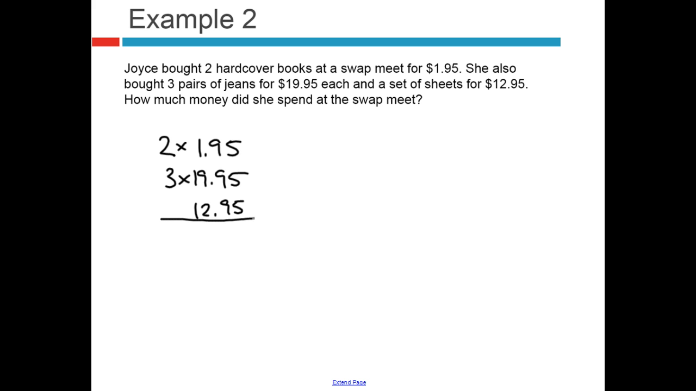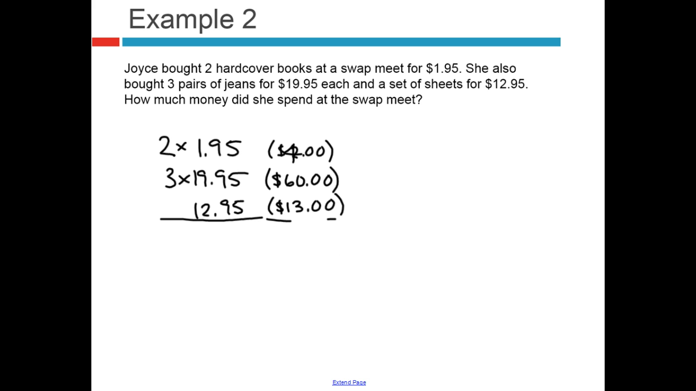$12.95. So it looks like she spent about $2 for the books. It looks like she spent about $60, that's like 3 times $20, on the jeans. And it looks like she spent about $13 on the sheets. So it looks like approximately $75. Oh, this should be $4. Sorry, 2 times $2 is $4.